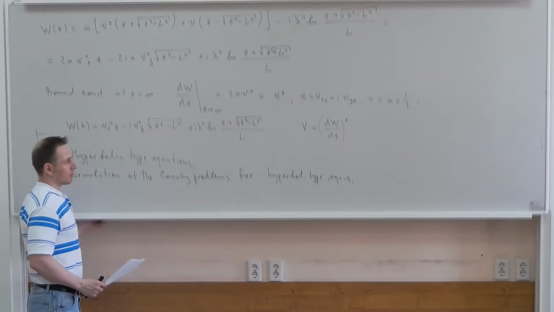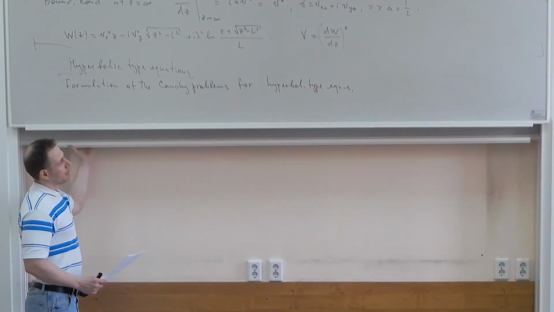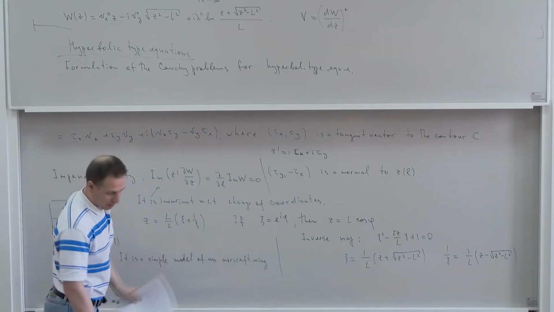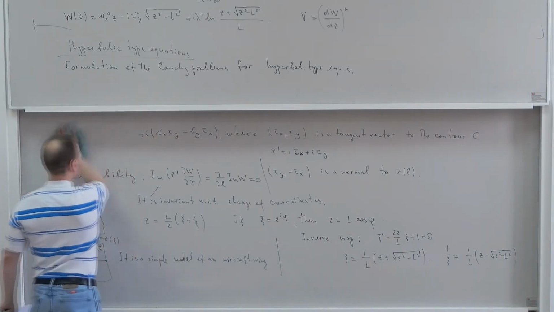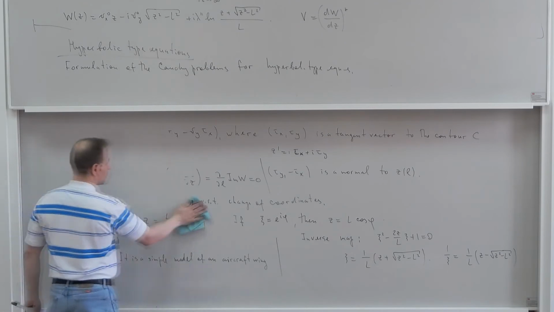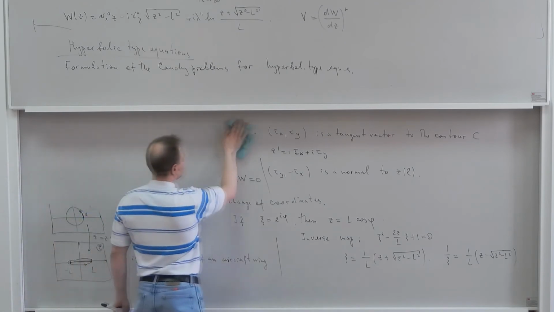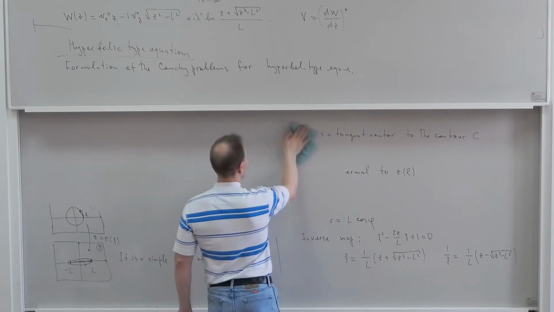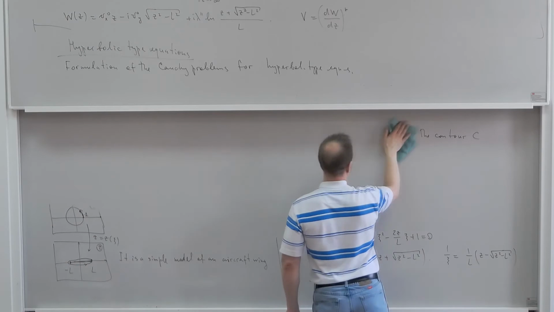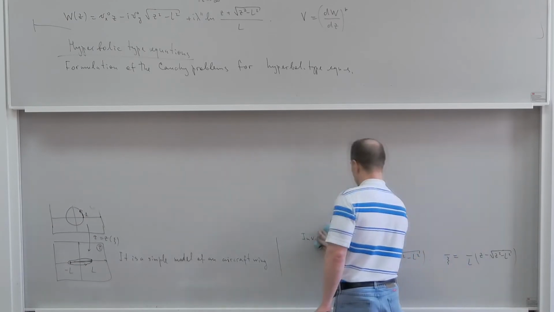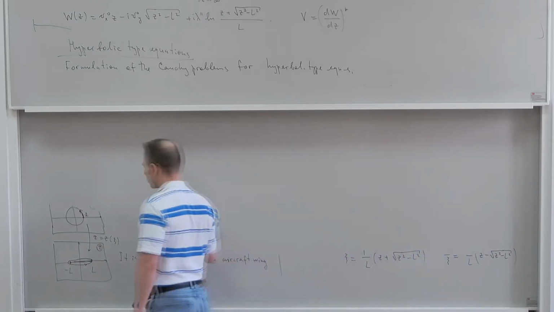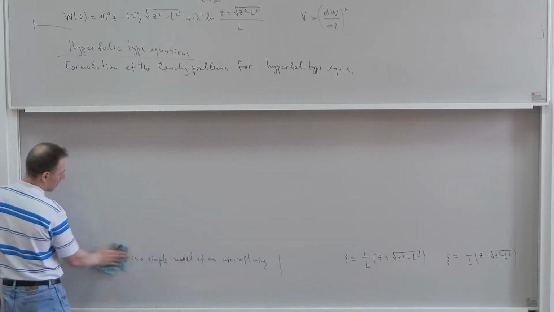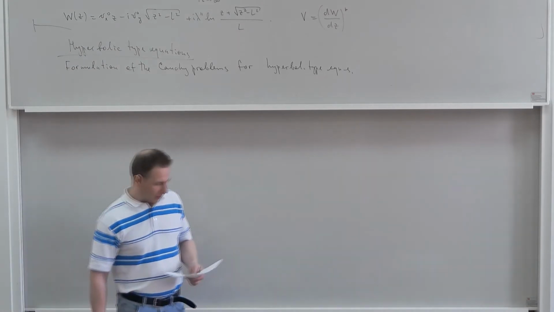Here are some general words. We will not consider the general form of hyperbolic type equations, but we consider some particular case which is very instructive and shows the main properties and peculiarities of hyperbolic type equations. Then we will consider the wave equation in one space dimension.